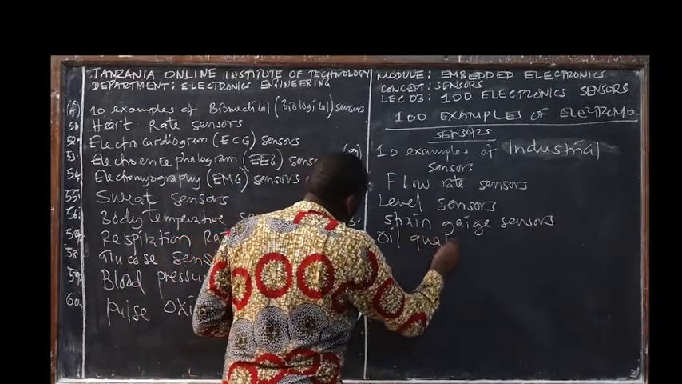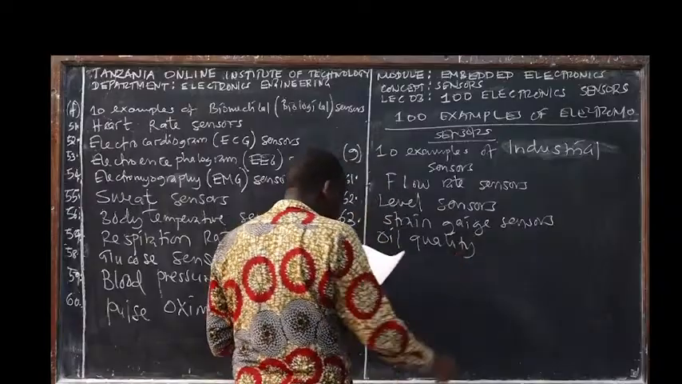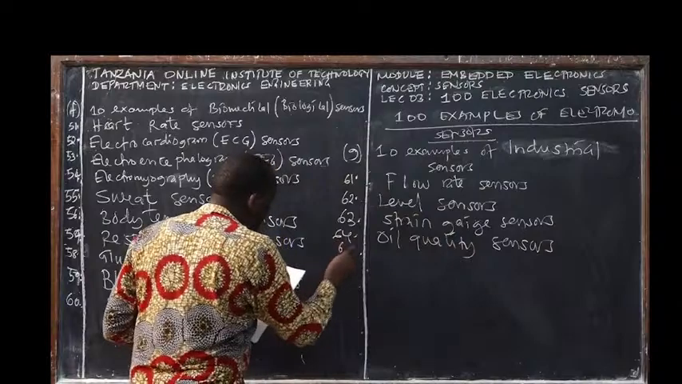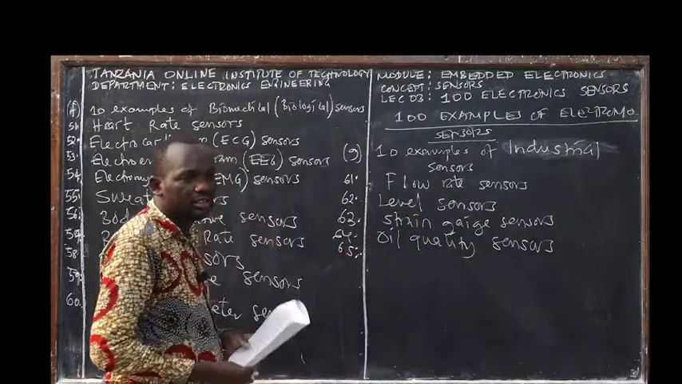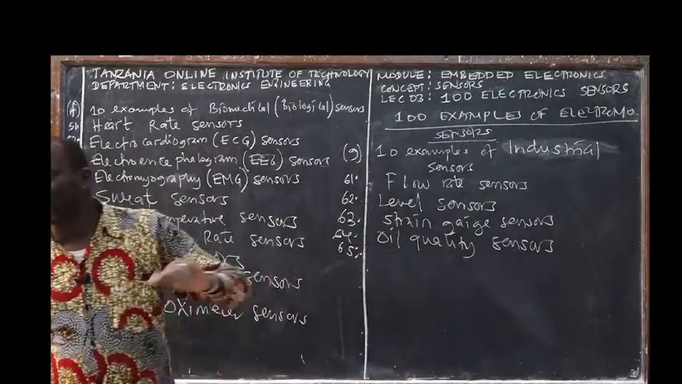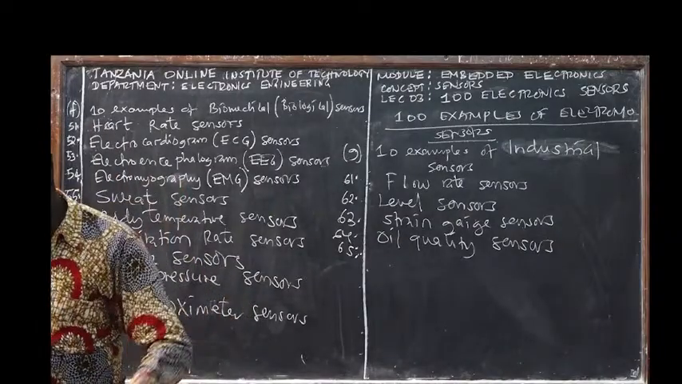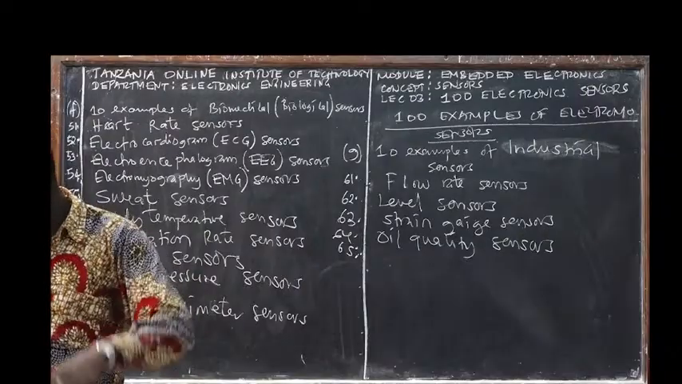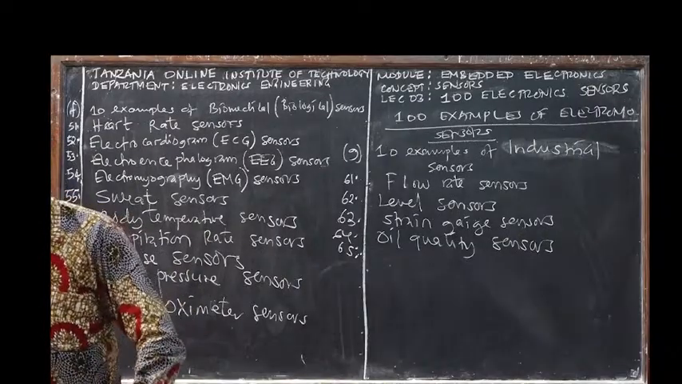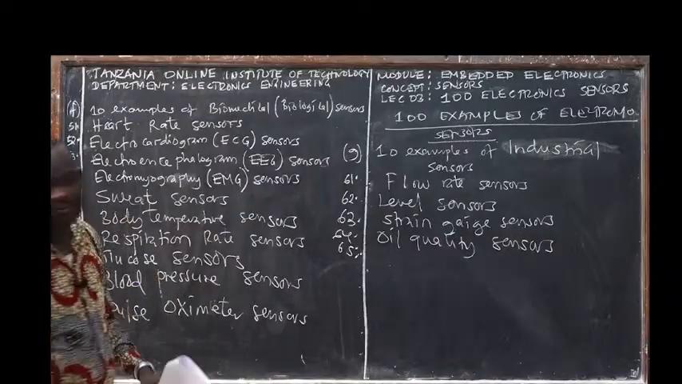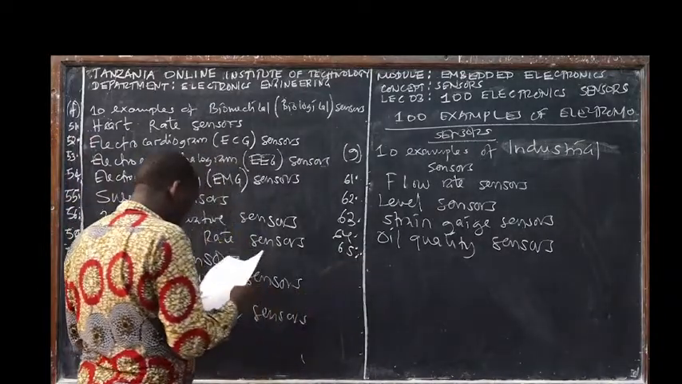Say oil quality. Like we saw there is water quality. Right? So in most of the industries there are a lot of mechanical parts which will be in motion and performing particular functions. So oil is used to lubricate. Right? That's why you have oil quality sensor.